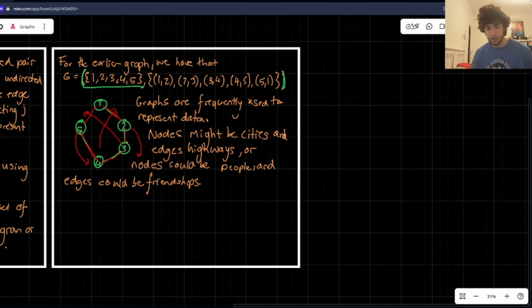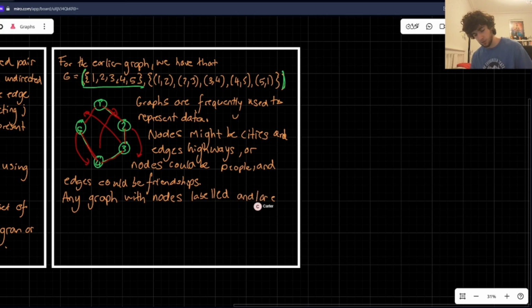Okay. And we say that any graph with nodes labeled, and whenever we say nodes labeled, we mean without the typical numbering that we use. So with nodes labeled and or edges labeled, is said to be a labeled graph. Okay, is a labeled graph.